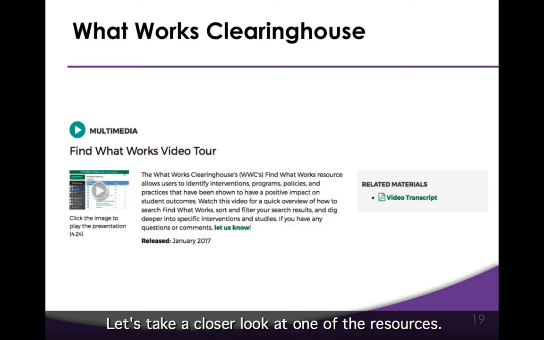Let's take a closer look at one of the resources. What Works Clearinghouse's Find What Works resource allows users to identify interventions, programs, policies, and practices that have been shown to have a positive impact on student outcomes. The link indicated on this slide is a video tutorial of how to find what evidence-based practices work, sort and filter your search results, and dig deeper into specific interventions and studies.